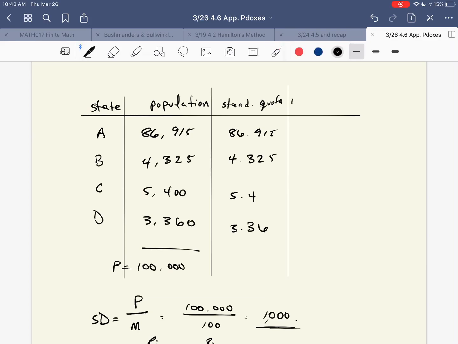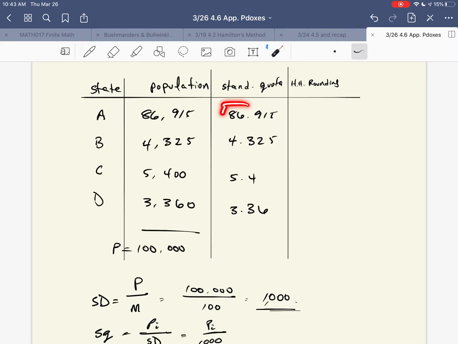So let's do HH rounding. So luckily all of these standard quotas are either less than or equal to 0.4 for their decimal or bigger than 0.5. So we don't even have to worry about the geometric mean. We can just round. The Huntington Hill rounding will be the same as normal rounding in this case. Okay, so this one will be rounded up to 87, this one down to 4, this one down to 5, and this one down to 3.